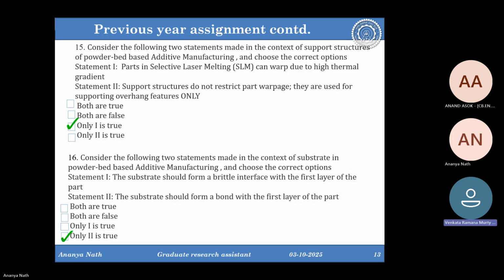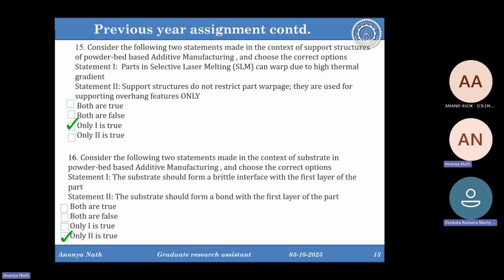Substrate should form a bond with the first layer. Actually, should the substrate form a brittle interface with the first layer of the part? No, it should not face any brittle interface. It should form a bond with the first layer. Yes. And also, importantly, remember, when the scanning happens, in case of melting, 2 to 3 previously bonded layers also get remelted because of the high heat and energy density.